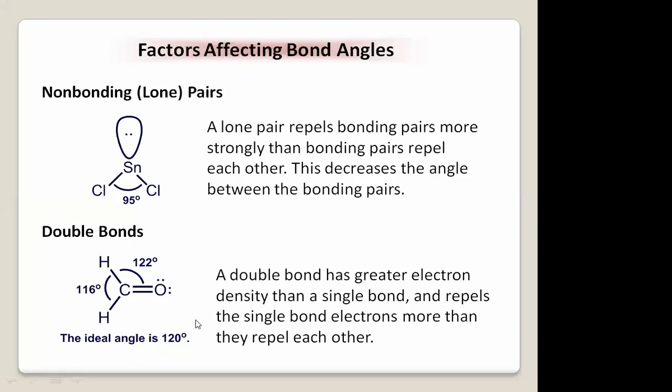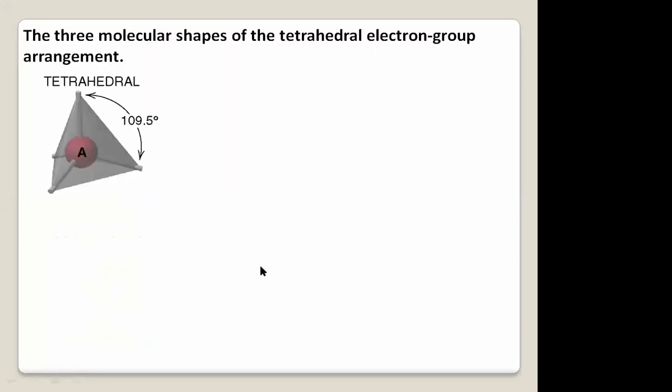So in the ideal, you have 120, but in the non-ideal, the real situation, you will have 122, 116. So you have the presence of lone pair and the presence of double bond affecting the arrangement.